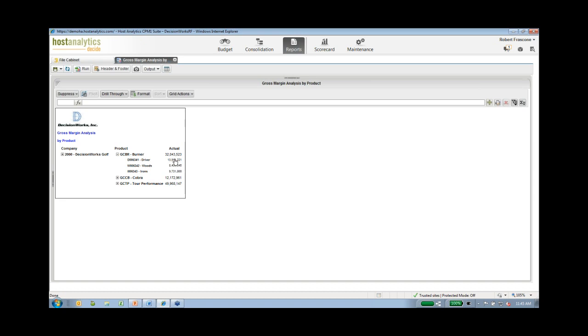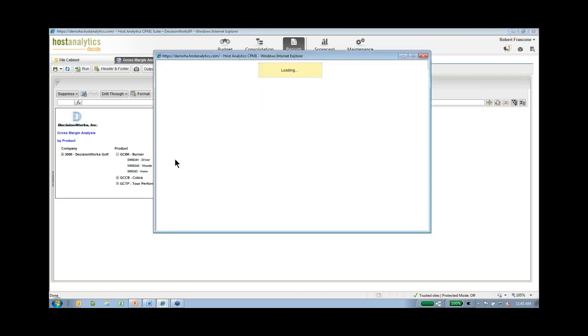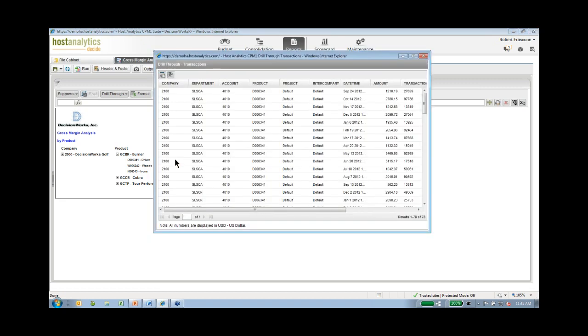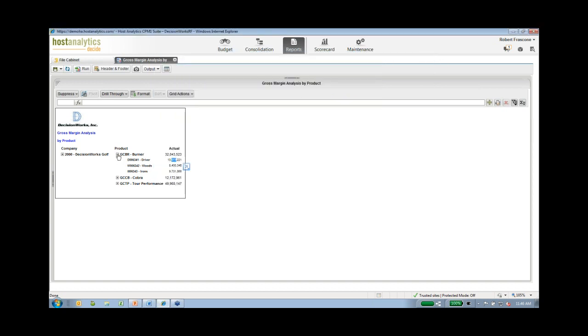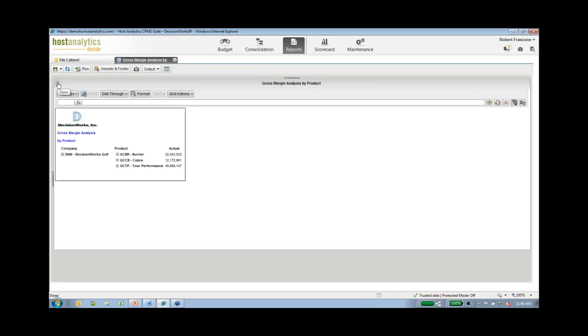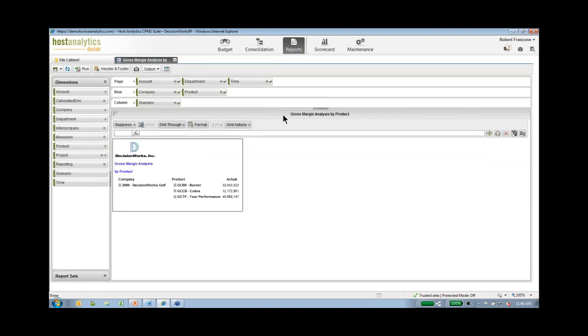I'm seeing my number there. I know what it is. I can also double-click here and bring over the actual transactions that support that number. So, good to know, great information, all residing within Host Analytics, so you get end users the information they need to make decisions. But what if I want to make some changes? So I'm just going to expose the building blocks of this particular report and change a couple of things around.